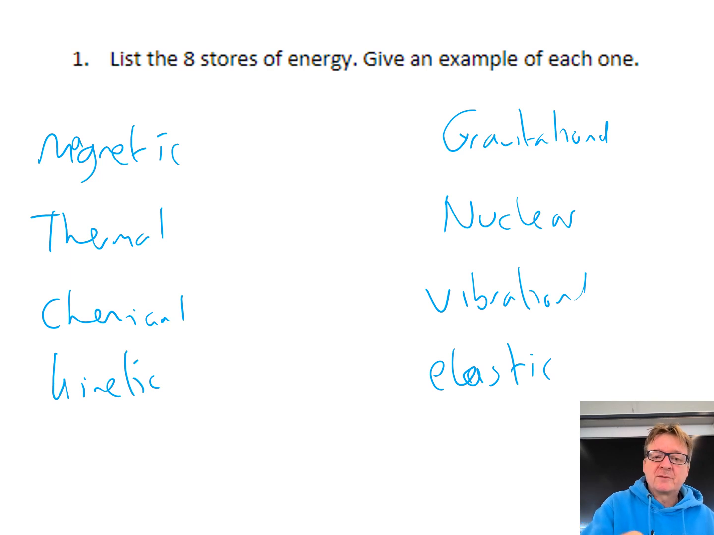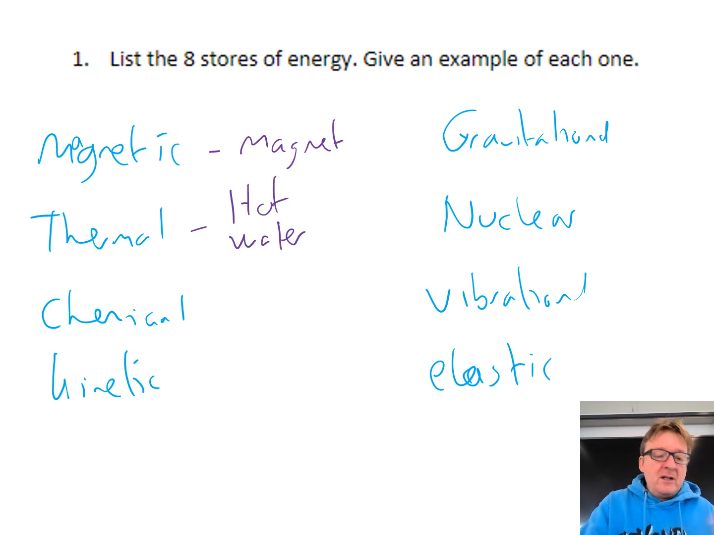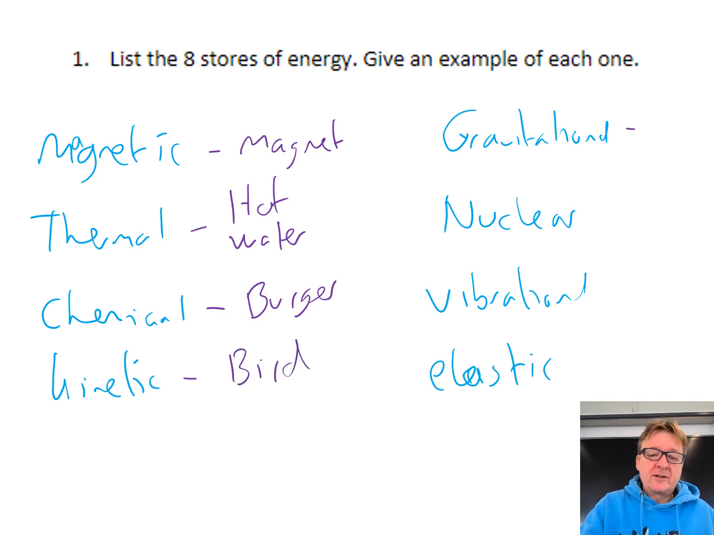Okay, so examples. Magnetic, the best example of that is a magnet. What these stores of energy are is where energy is stored and then it can be converted into something else. Thermal could be hot water. Chemical could be a burger, any type of food, or a battery. Kinetic is anything moving, I'll call it a bird. Kinetic, it could be a bird that's moving.